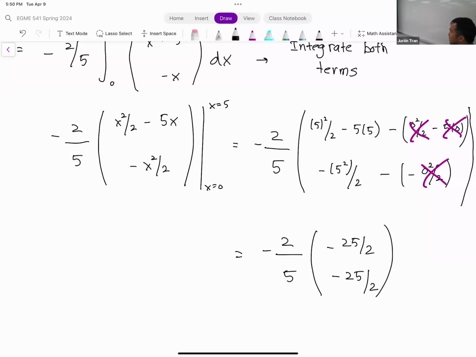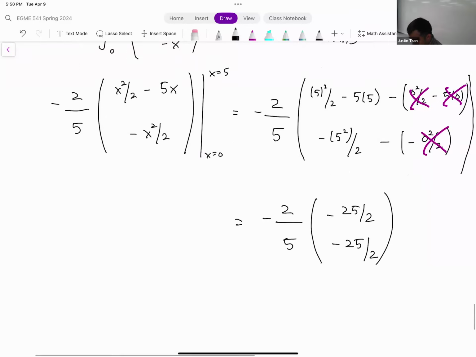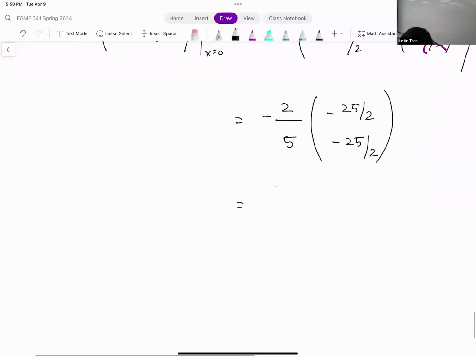All right, so let's simplify this. We're going to multiply every entry in that vector by -2/5. The negatives are going to cancel out, the twos are going to cancel out, and we're going to divide 25 by 5. And so this is equal to 5 and 5. And this is our element forcing vector for element 1.